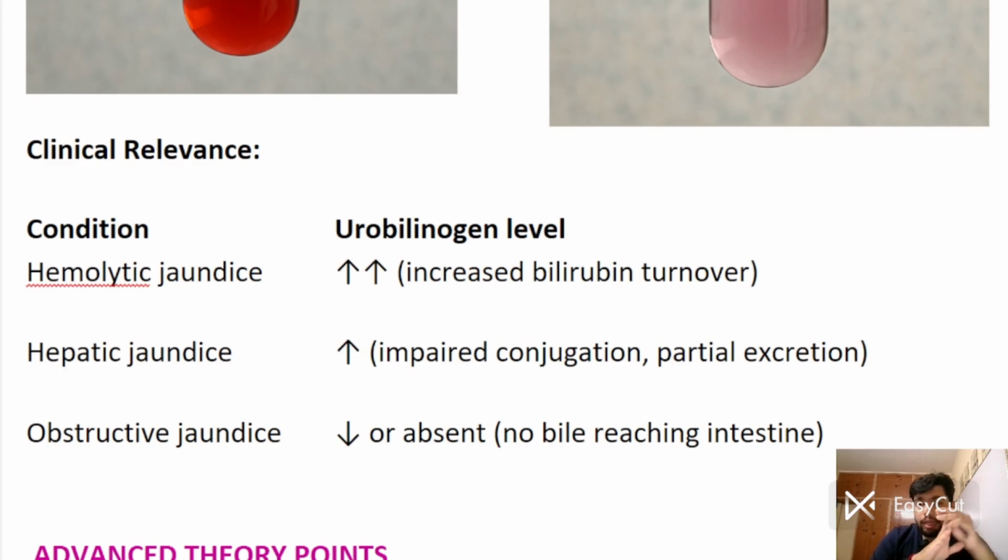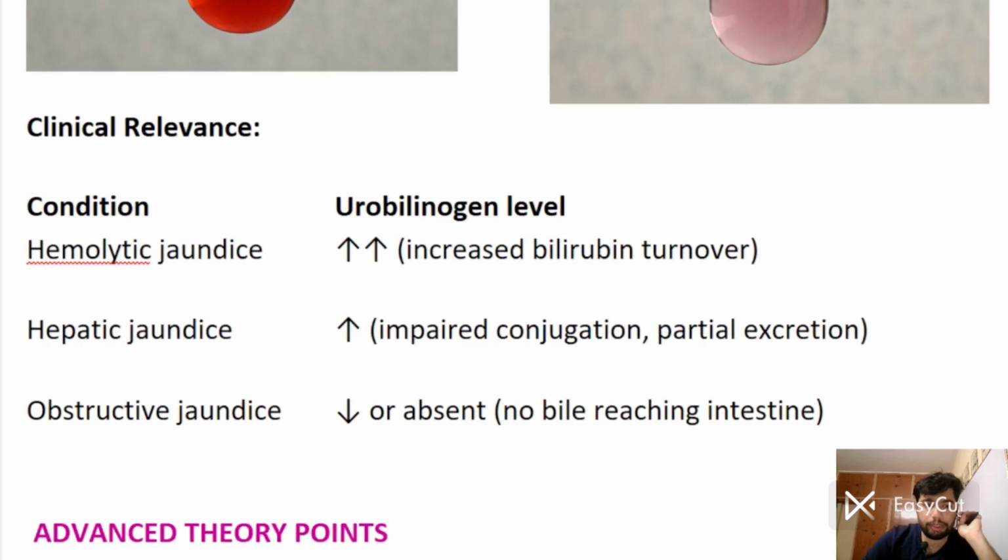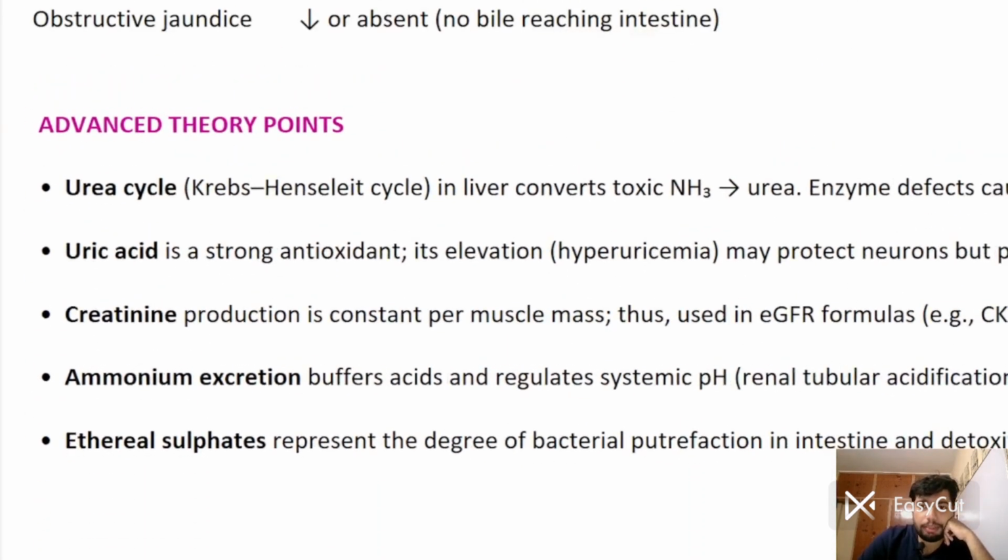Obstruction can be anywhere in your bile duct or biliary tree, like a gallbladder stone, some gallbladder mass, gallbladder polyp, or gallbladder carcinoma. In obstructive jaundice, your urinary urobilinogen is absolutely low or absent because no bile is reaching the intestine. Okay, right? What are some advanced points you should know?